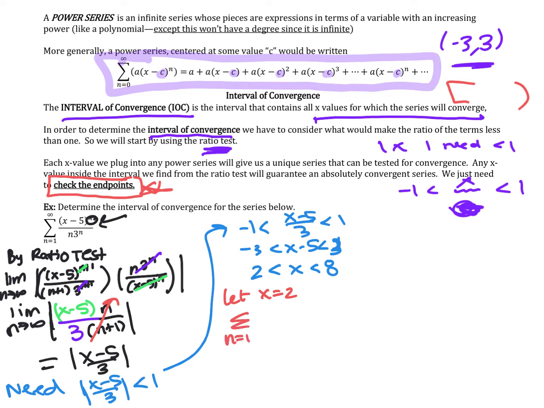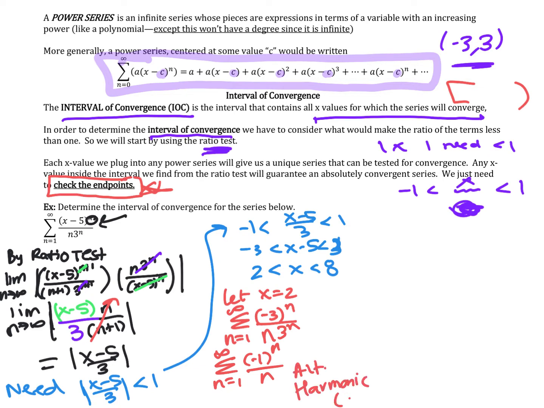If x equals 2, we have the series from n equals 1 to infinity of 2 minus 5, which is -3, to the power of n over n times 3 to the power of n. And this series can be simplified. The -3 to the n and 3 to the n can divide to just be -1 to the n over n. This is the alternating harmonic series, which we know converges. So I'm going to come up here and add an or equal to symbol under the inequality by 2, because this series converges if x is equal to 2.